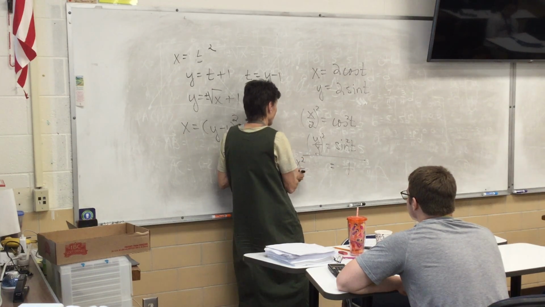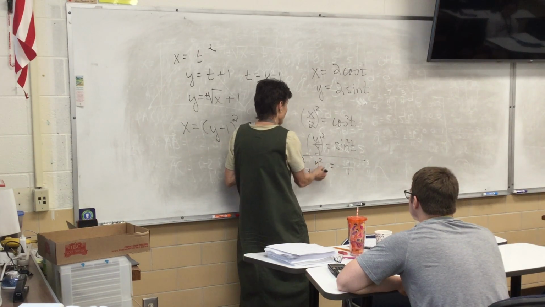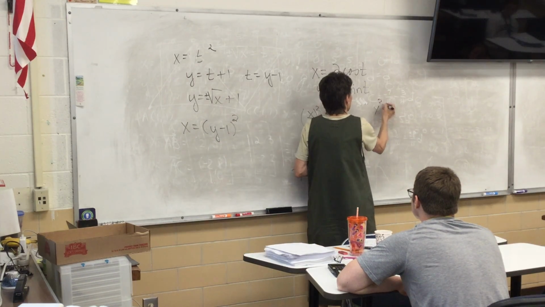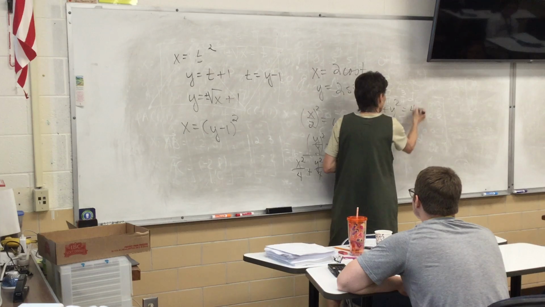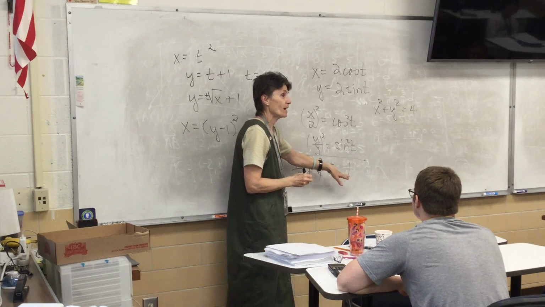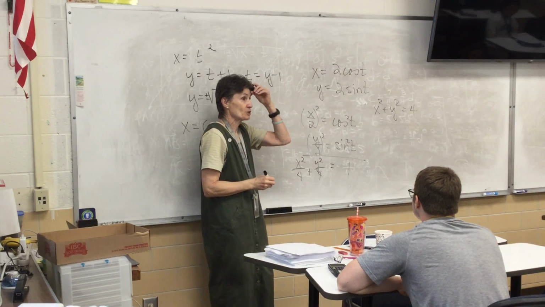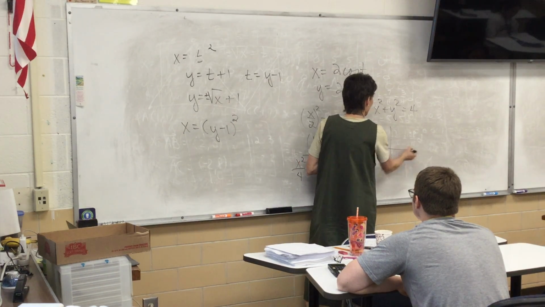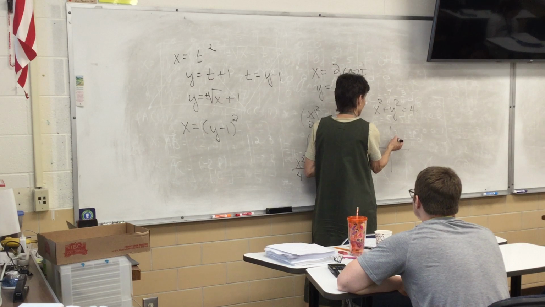So you have x squared over 4 plus y squared over 4 equals 1. Or x squared plus y squared equals 4, if I just multiply out the fractions. That's your circle equation. No question about it. That's a circle centered at the origin with a radius of 2.